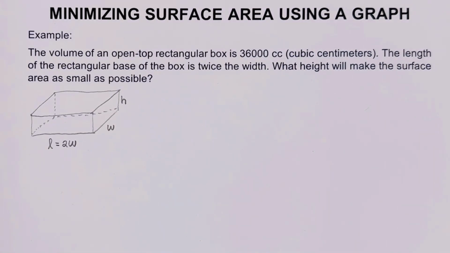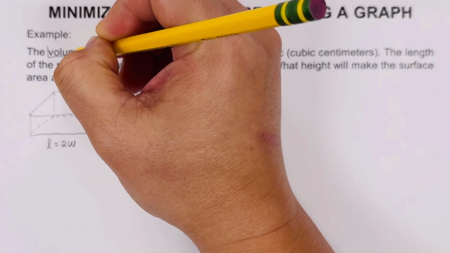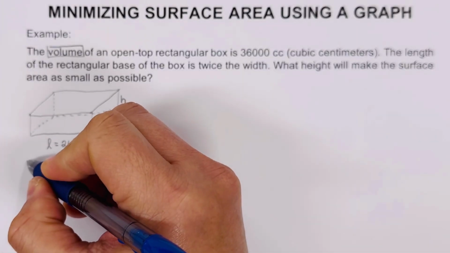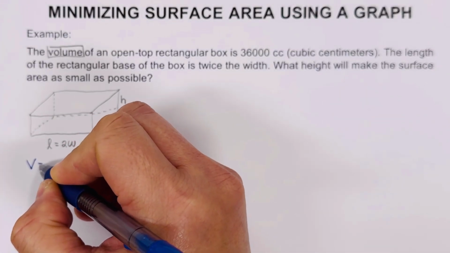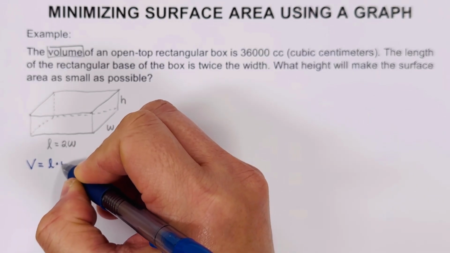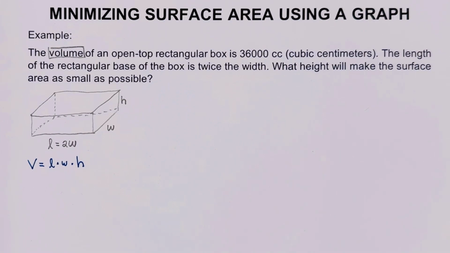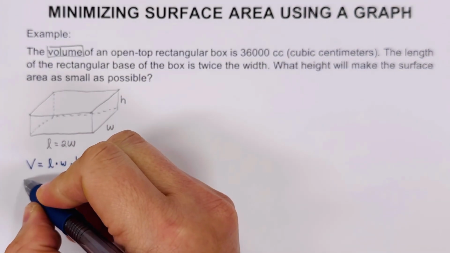And so we can go ahead and determine the quantity from the given value, and we're going to write its equation. So the quantity that we have right here is volume. So I'm going to go ahead and write the formula for volume down here. So volume for this rectangular box is length times width times height. So we go ahead and plug values in. So it says that the volume is 36,000. So I write that up here.